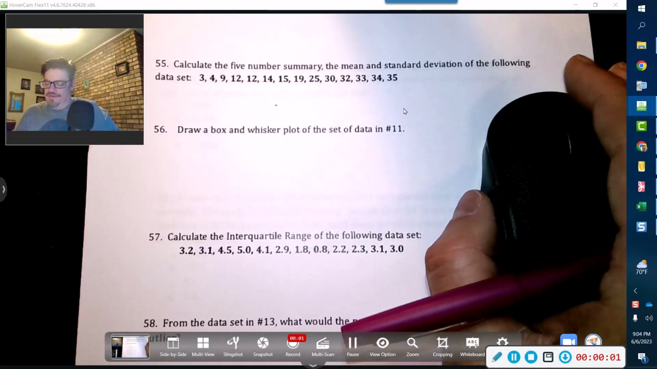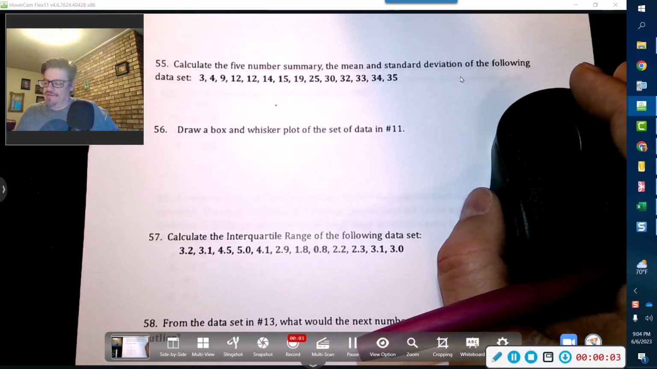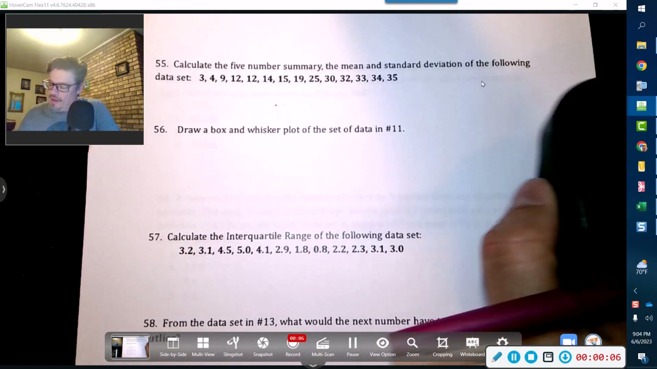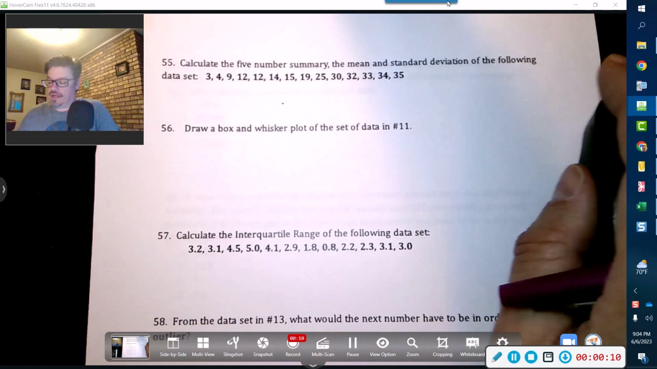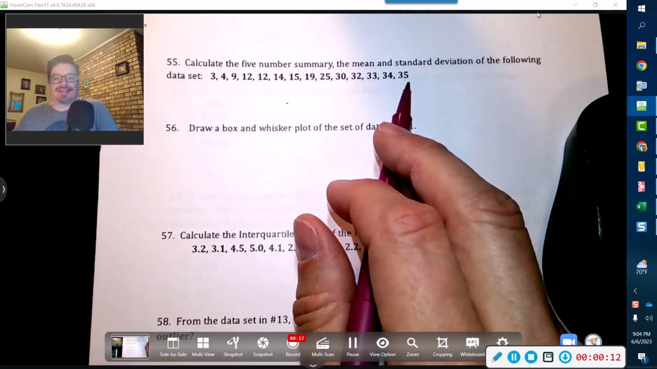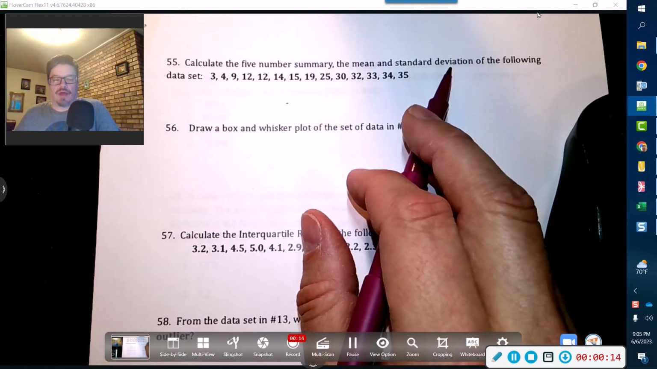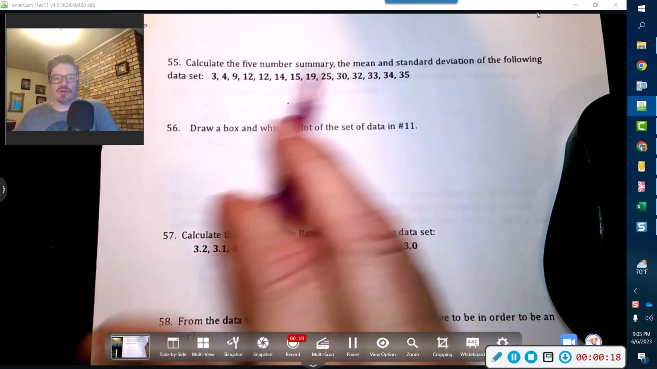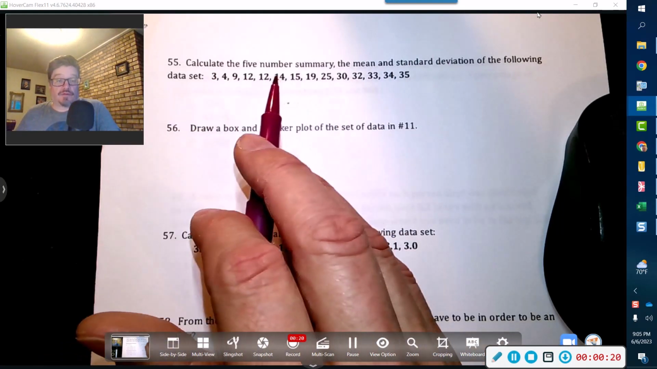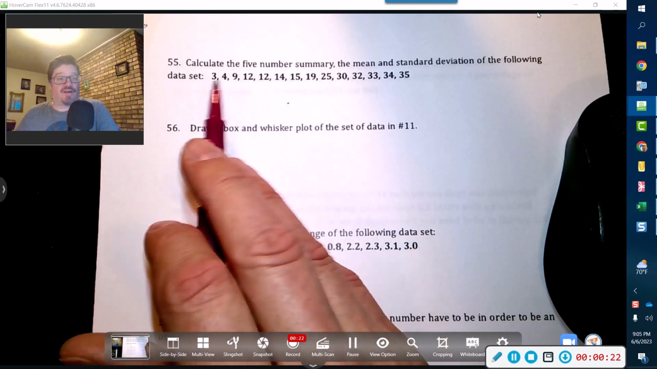All right, 55. Calculate the 5-number summary, the mean and standard deviation for the following data set. Okay. Now, it does say the standard deviation here. Now, I'm going to ask you this question with a smaller set of data. It'll just be 5 pieces of data.